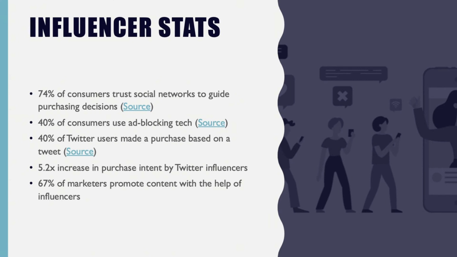When choosing an influencer, you have to look at the stats. These stats below don't necessarily reflect the specific number of influencers, but the impact they'll have as opposed to traditional in-house marketing. 74% of consumers trust social networks to guide their purchasing decisions. 40% of consumers use ad blocking technology. 40% of Twitter users made a purchase based on a tweet, with a 5.2 times increase in purchase intent by Twitter influencers. And lastly, 67% of marketers promote content with the help of influencers.